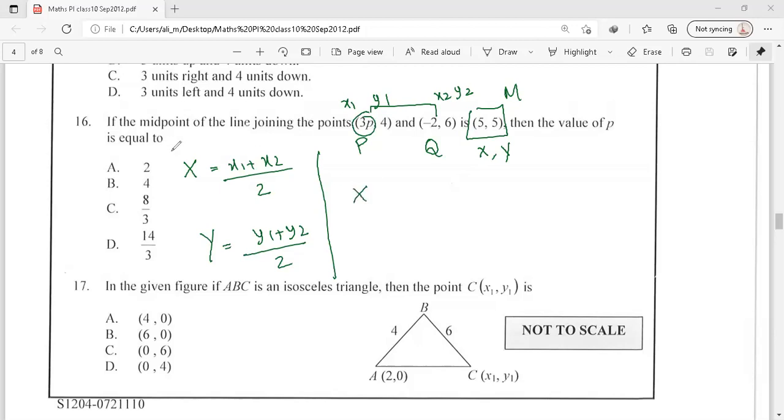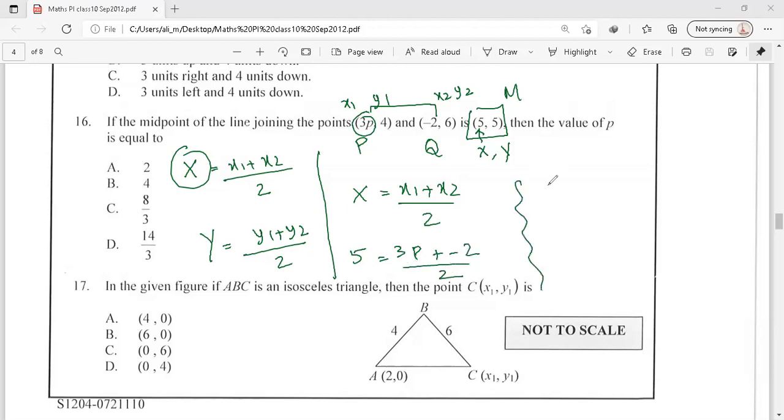So let's apply this formula for x, that is x1 plus x2 divided by 2. Value of x is 5. Here we have the value of x. x1 is 3p, x2 is minus 2, divided by 2. So let's solve this. 5 into 2 is 10, equals 3p minus 2. So 3p will be equal to 12 and p would be equal to 4. So the value of p is 4. Option B is the right answer.